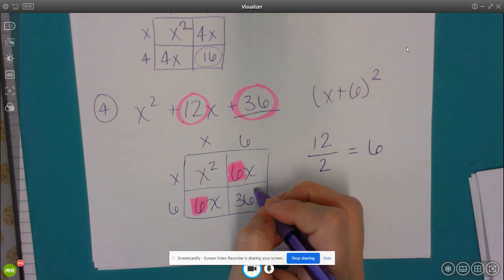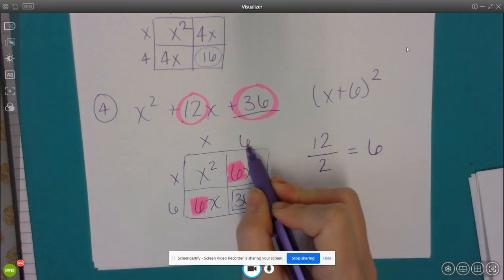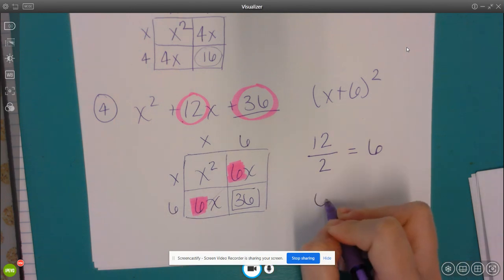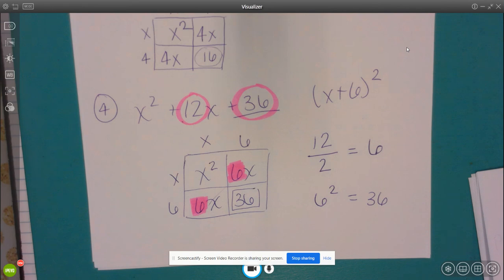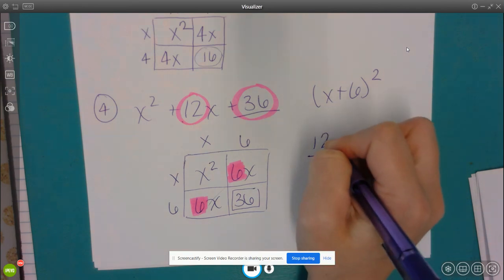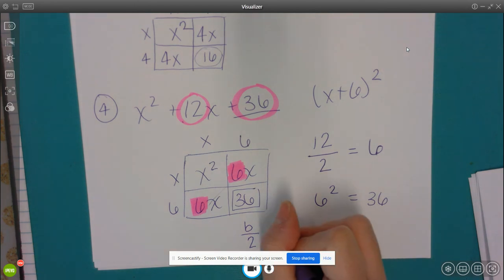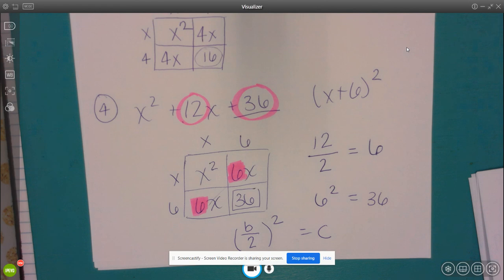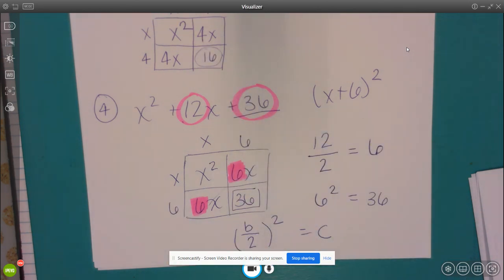Then to find my missing piece, I was multiplying that value by itself. So I was actually squaring it to get my final answer. So I started with b. So really what I'm doing is b divided by 2. And then I'm taking whatever that is and squaring it to get my c value. That's what we were doing this whole time while I was trying to finish that perfect square.